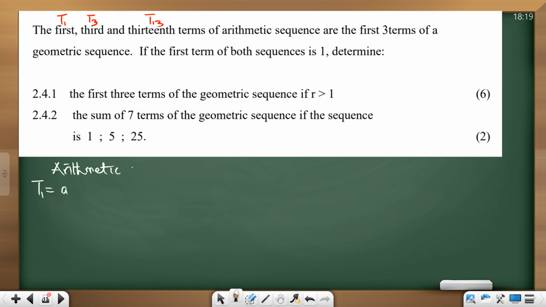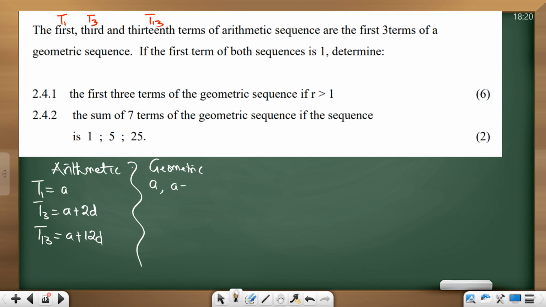T1 equals A. What is T3? A plus 2D. Tn equals A plus n minus 1 D, remember? What about T13? A plus 12D. Do we agree? They said these terms are the what? First three terms of a geometric. Oh, let's see. So what is my geometric?